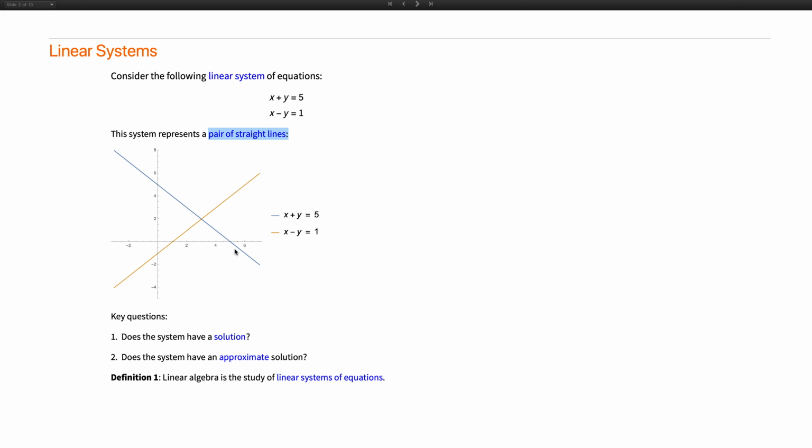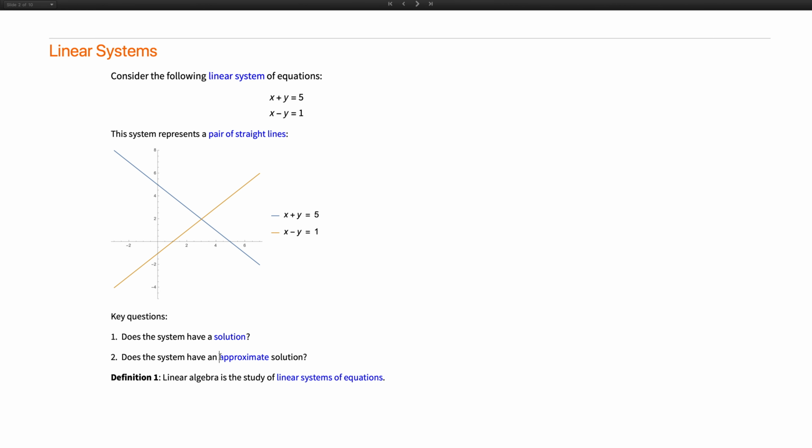Now, given such a system, we have some key questions to ask. For example, does the system have a solution or not? In this simple case, of course, we have that x is 3 and y is 2, and that's the solution. But in some other cases, you may not really have a solution at all, or it might be quite hard to find a solution.